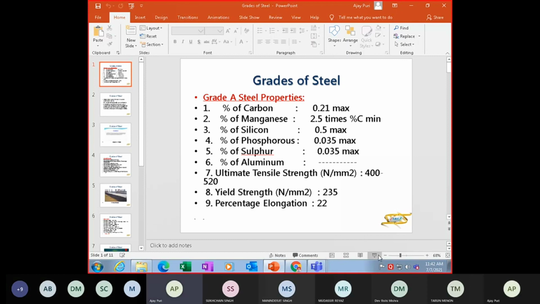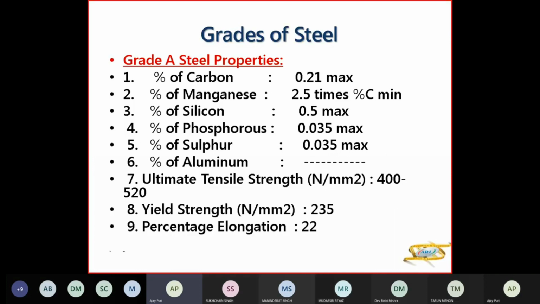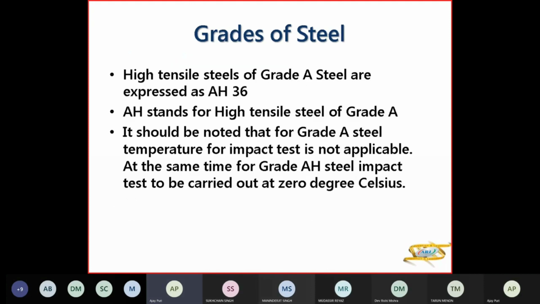Now grade A steel जो है that has got carbon 0.21%, manganese is 2.5%, silicon 0.5, phosphorus and sulfur is less than 0.05%. Actually, this has to be less than 0.05% because otherwise explosion take place. You can't do welding and cutting then. Then your aluminum is not there. UTS is 400 to 520. Yield strength is 235 and elongation is 22%.